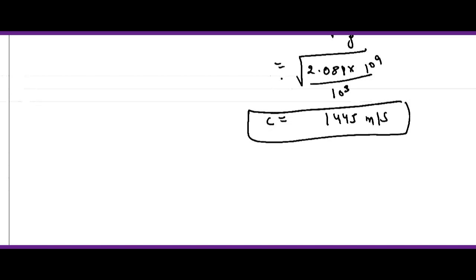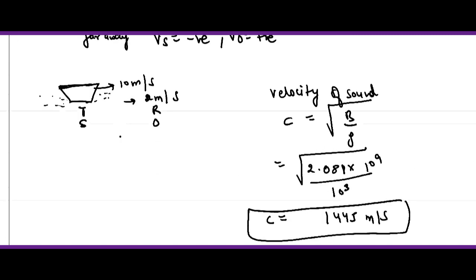Now here if you see from the diagram, the velocity of the medium is what? 2 meter per second. And the velocity of the observer is what? Because the source is moving towards the observer, the velocity of the medium is 2 meter per second positive. The velocity of the observer is 0 because it is not moving. And the velocity of the source is what? Because it is approaching, it will be plus 10 meter per second.